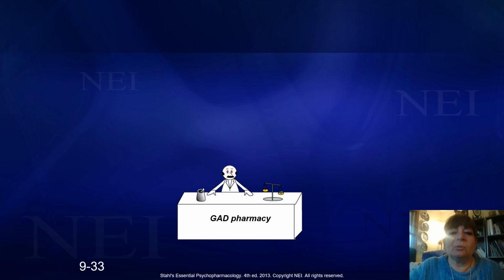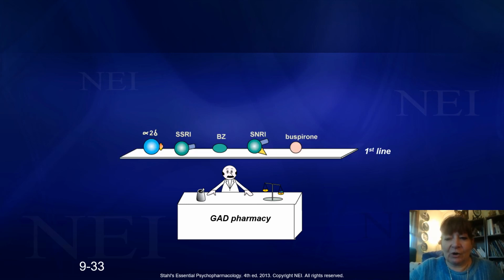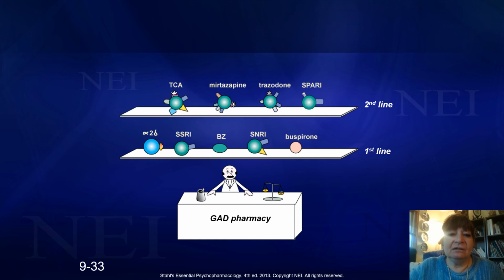A second generation antipsychotic could be used for the sedating effect. Cognitive behavioral therapy would also be used along with a pharmacological approach. And some of us think that should be in the first line approach. So here we have in the first line maybe a benzo temporarily, an SSRI or an SNRI, alpha-2 delta type medication, buspirone, make sure you're using it correctly. And I would add CBT to the first line.